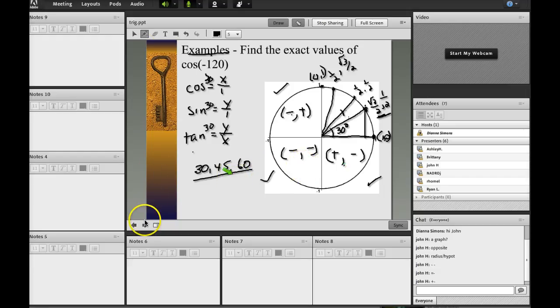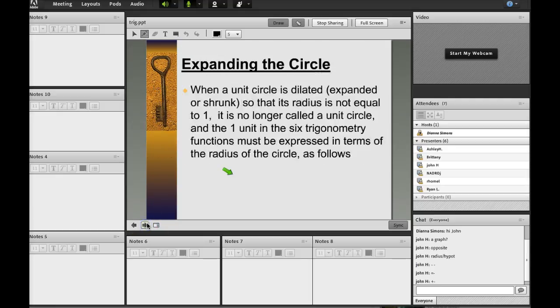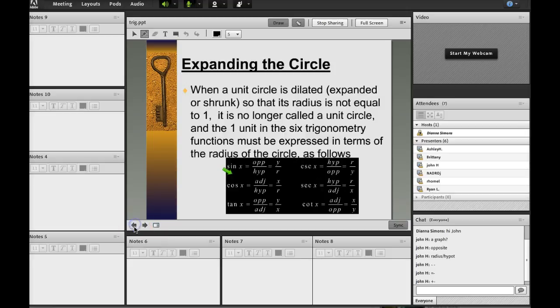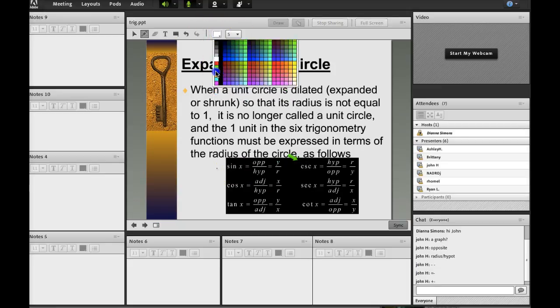Okay, so let's go. Okay, we're not going to worry about this one because I drew all over it. All right, so when the unit circle is dilated, that means either it's made bigger or smaller so that its radius is not equal to 1. It's not a unit circle anymore, right? So that just means that the sine, the cosine, and the tangent, and the cosecant, and the secant, and the cotangent are a little bit different. Oops, sorry. And they're different like this. Does that make sense to anybody?